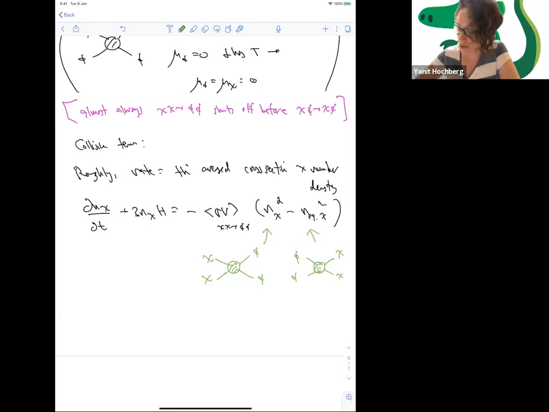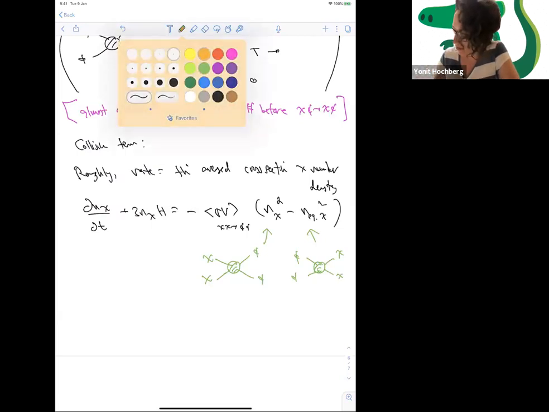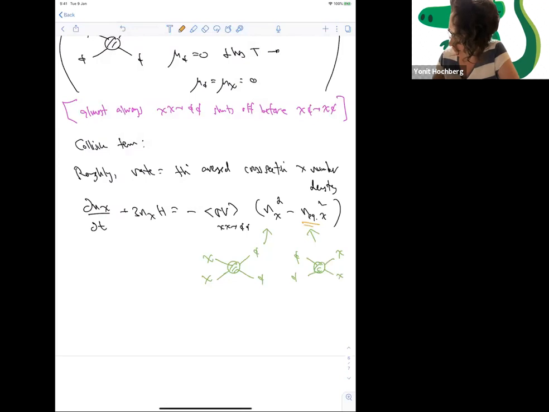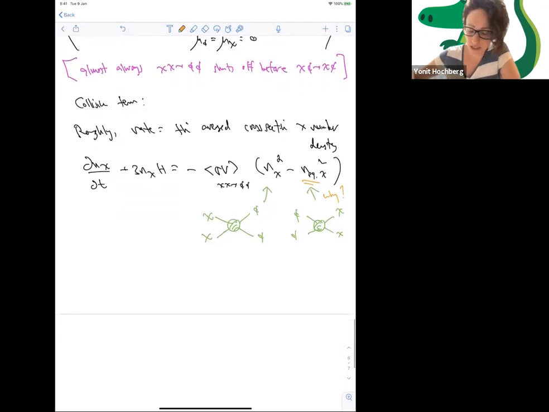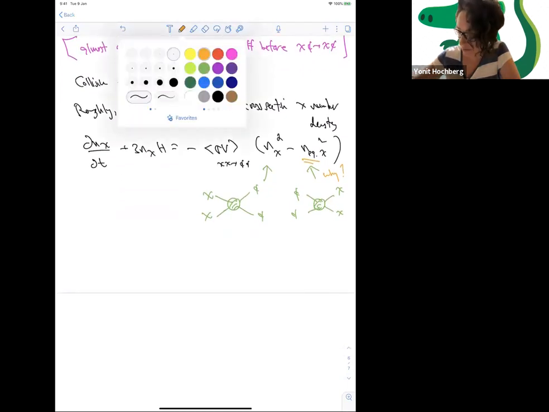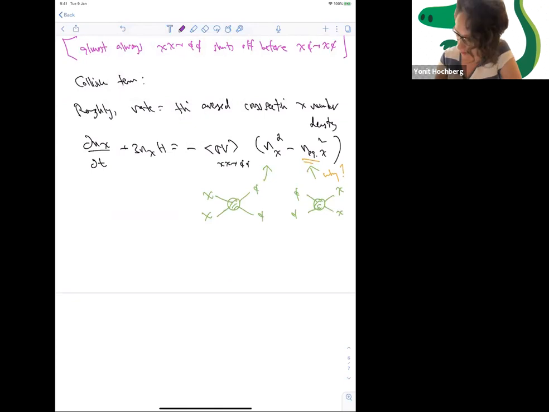Let's understand why we can write it in this way. Why can I write it with the equilibrium number density? The reason is because of a trick, which we're going to be using a lot during this course. We're going to use the trick of detailed balance.